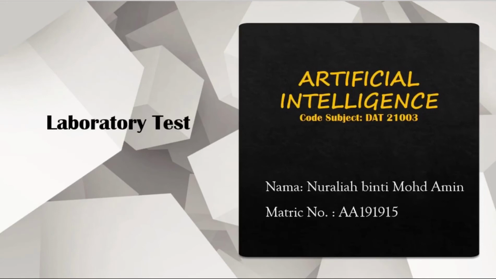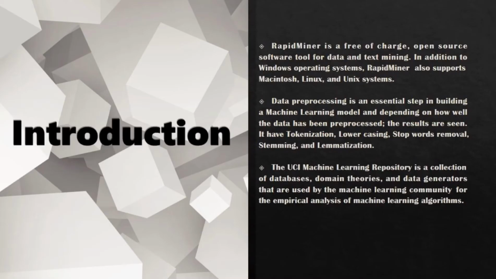Matrix number AA191915. In this video, I will explain my work process for laboratory tests. For the introduction, RapidMiner is a free of charge, open source software tool for data and text mining. In addition to Windows operating system, RapidMiner also supports Macintosh, Linux, and Unix system.